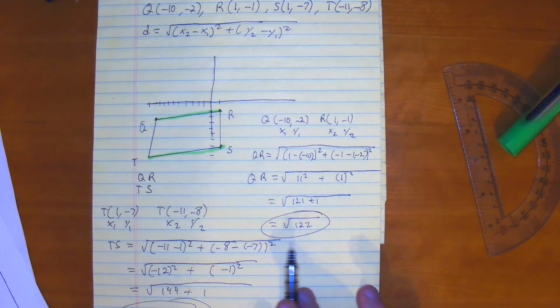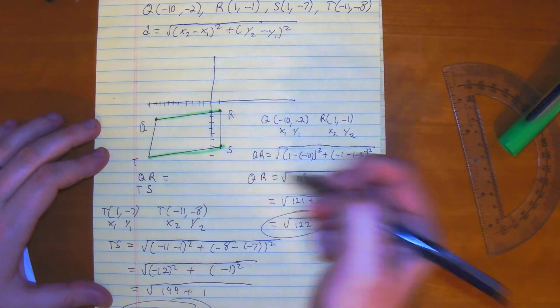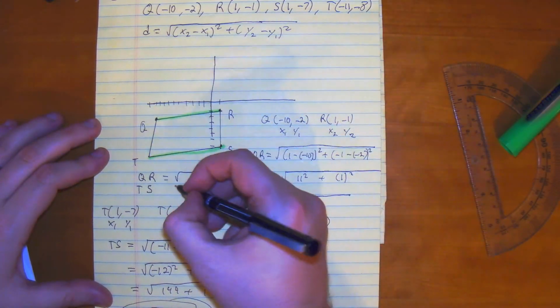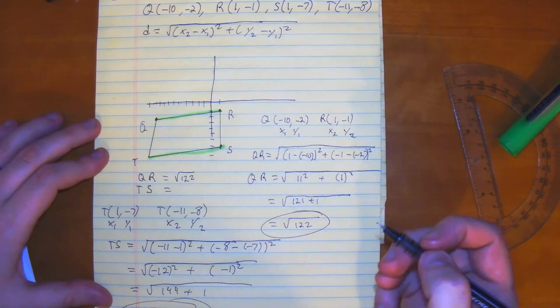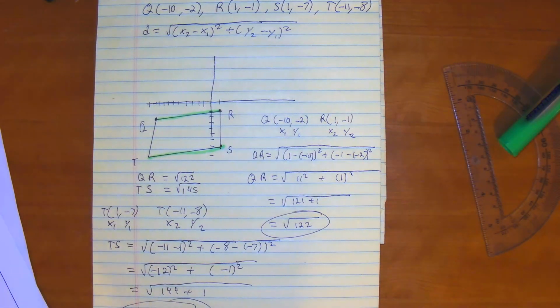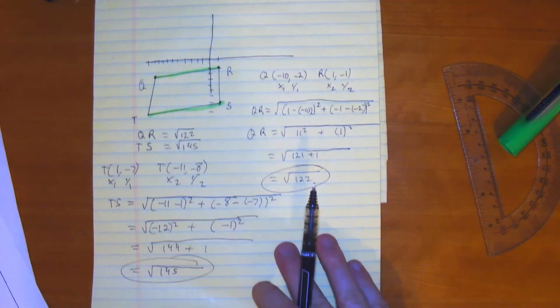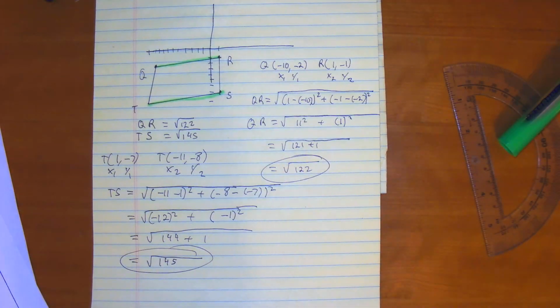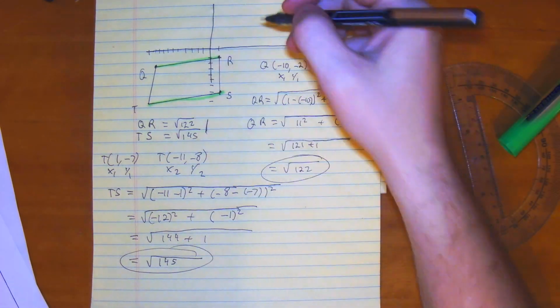So if we were to compare them, look at them next to each other, QR is the square root of 122, and TS is the square root of 145. As you can see right here, when we compare, those are not the same. So since they're not the same, it's not a parallelogram.